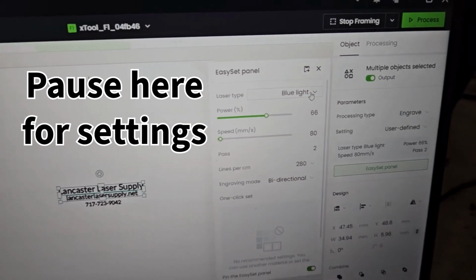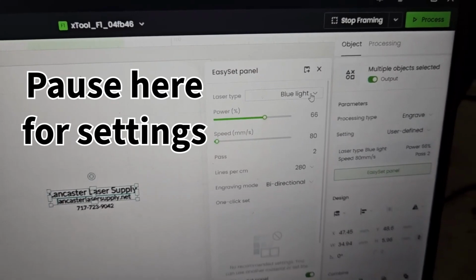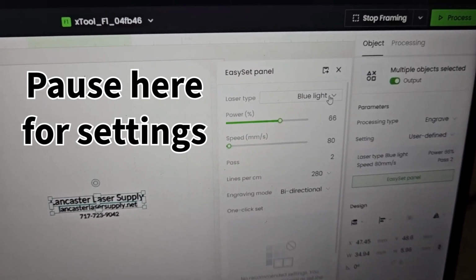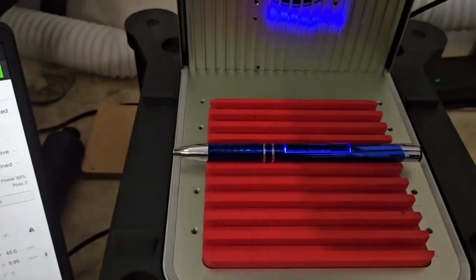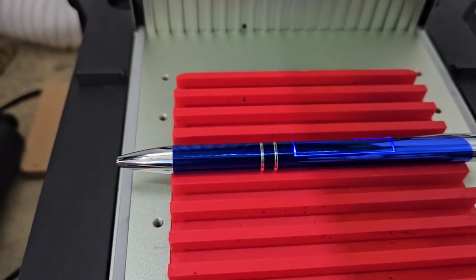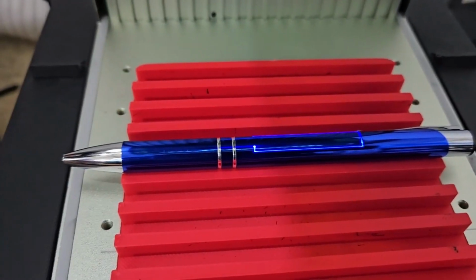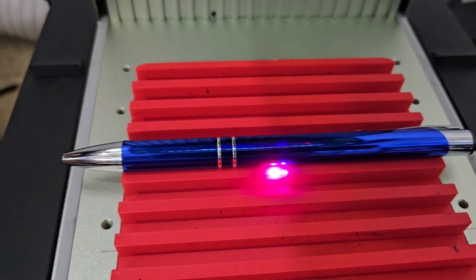Right now I'm going to do the blue light, and then I'm going to do two passes of that, then I'm going to do two passes of the infrared, and that's what will clean it all up. So I'm going to show you how to do that right here. I already have it all lined up, everything ready to go. You can see it right there. So I am going to put my glasses on here and stop framing because it is framed. I'm going to process it. And this will take a couple minutes to do these two lines.